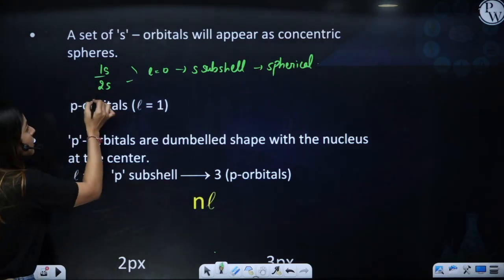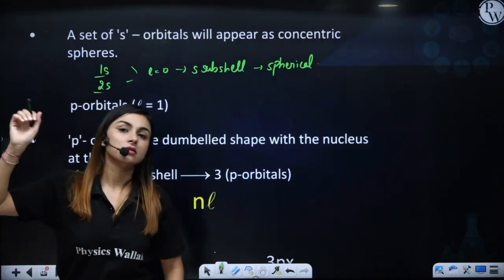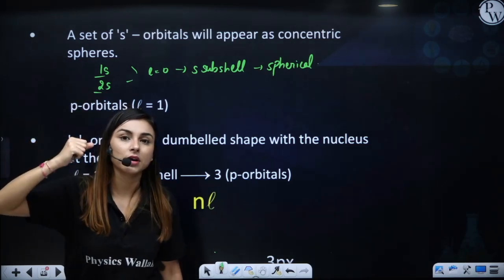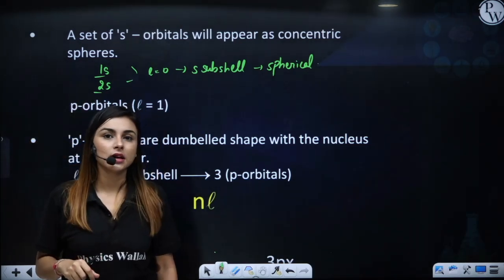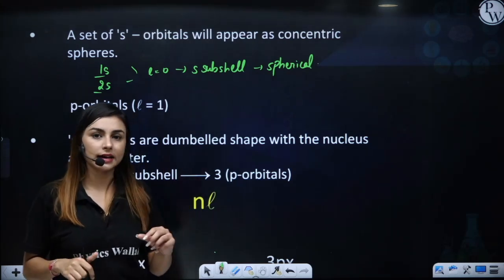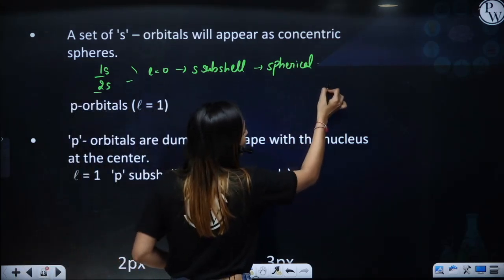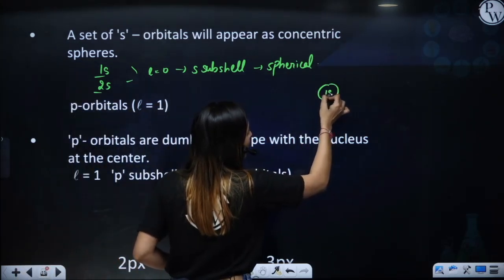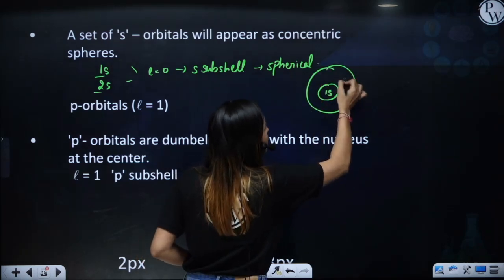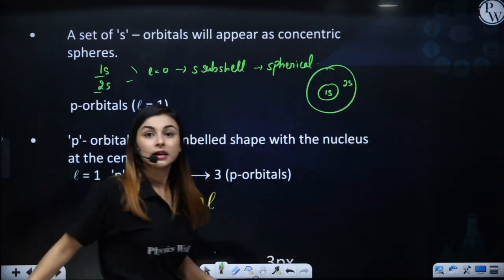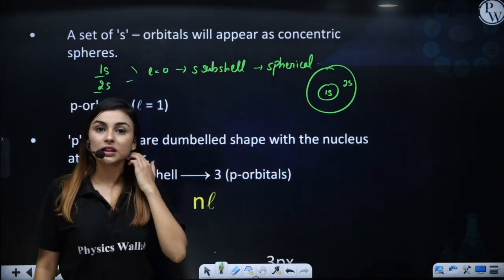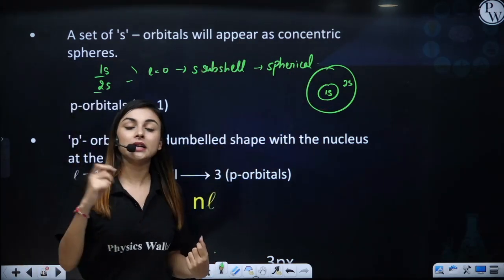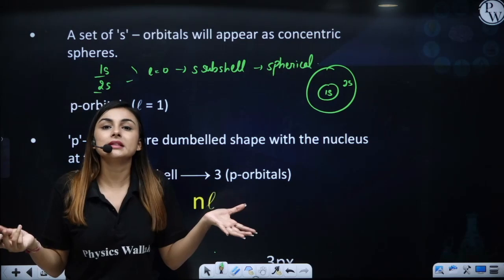This N value, just a quick recap. N value gives you the size. The more the N value, the bigger is the size. This means that if 1s is this, then 2s will be this. And if you have a 3s, it will be an even bigger sphere. So, spherical in shape, but the more the N value, the more will be the size.